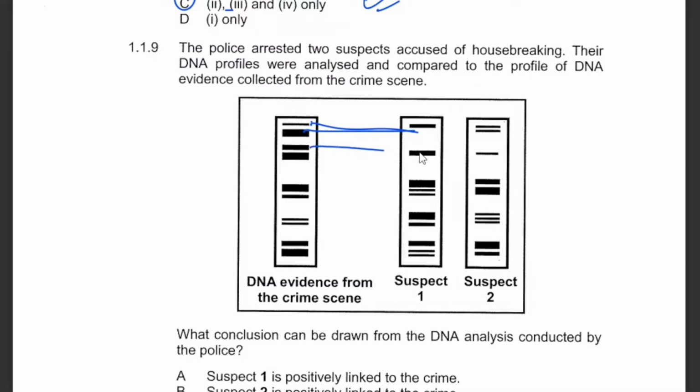No, they are not corresponding. It looks, but still this one is a little bit up. No, they are not corresponding.